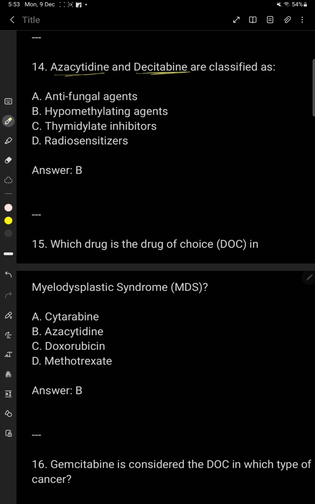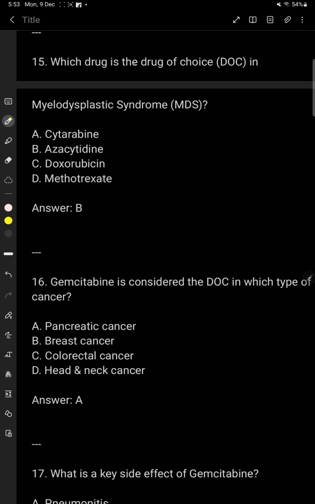Azacitidine and decitabine are hypomethylating agents. Which drug is the drug of choice for myelodysplastic syndrome? Azacitidine, which is a hypomethylating agent, is the drug of choice for myelodysplastic syndrome.